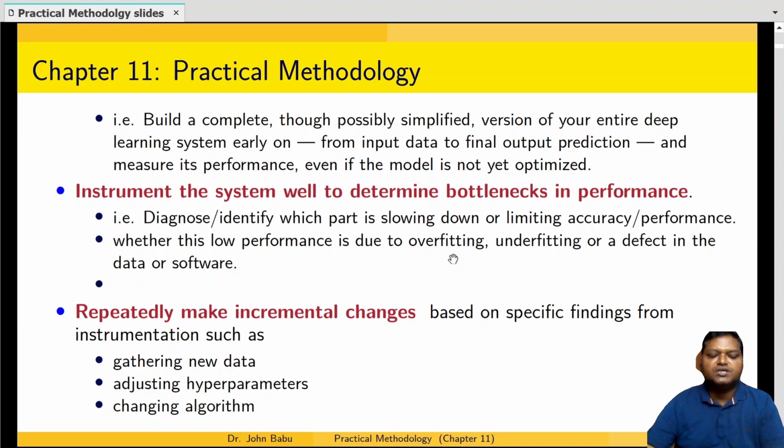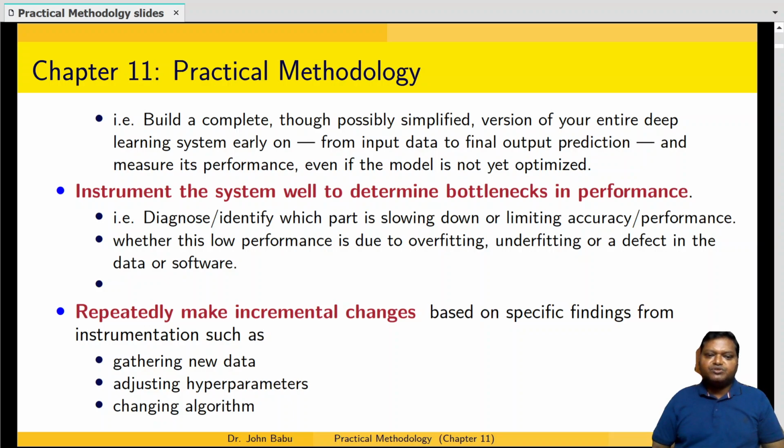So build a complete, it may be very simple, it may be very primitive, but build a complete end-to-end version of your system, from the input to the final output prediction, and then measure its performance. Even if it is not optimized, then you can fine tune it. That is number two.